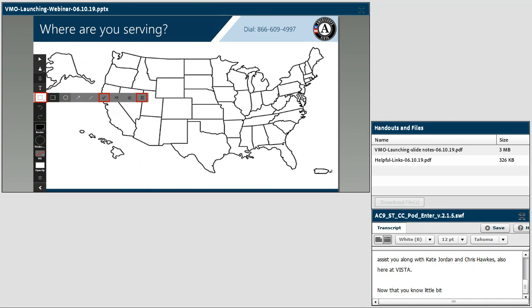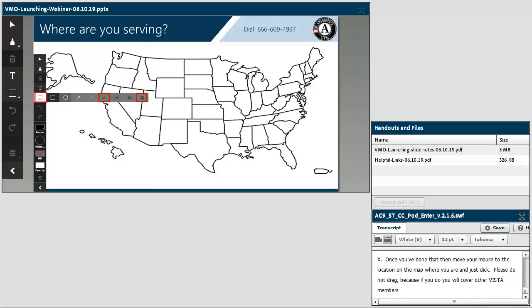So now that you know a little bit about who we are and where we're located, we want to know where you're serving. So we're going to use the annotation tool to get a bit of a visual on your geography. In a minute, you'll see the annotation tool appear on the left side of your screen. To use it, first select the square icon in the drawing tool pane on the left side of the slide, and that will activate the annotation toolbar. Then select the arrow next to the square to expand your shape options, and select either the check mark or the X. Then move your mouse to the location on the map where you are, and just click. Please don't drag, because if you do, you'll cover up other VISTAs' marks. If you're unable to use the annotation tool, for example, if you're on a smartphone, then please just type your city and state in the chat panel. In this way, we'll get to see where everyone's located.